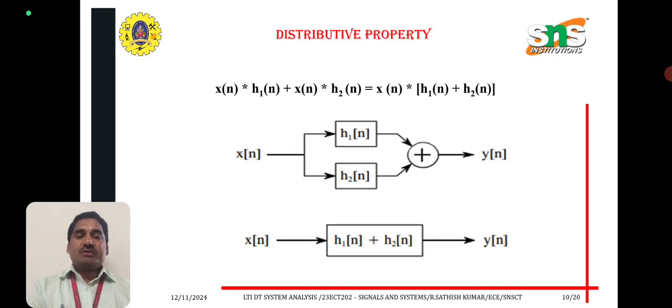Distributive property: x of n convolved with h1 of n plus x of n convolved with h2 of n is equal to x of n convolved with h1 of n plus h2 of n. X of n convolved with h1 of n and h2 of n can be added, and the two signals produce the output y of n is equal to x of n convolved with h1 of n plus x of n convolved with h2 of n. X of n convolved with h1 of n plus h2 of n produces the output y of n.